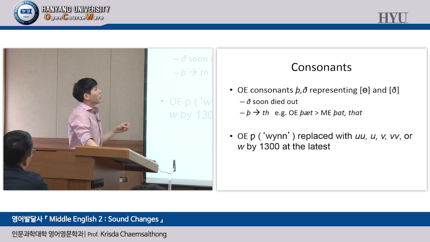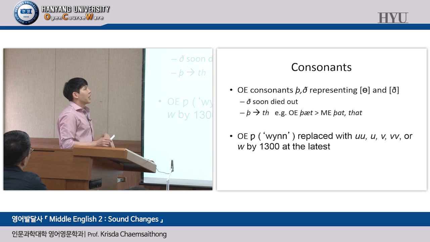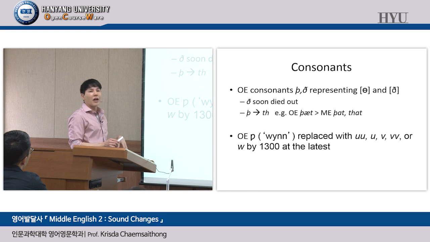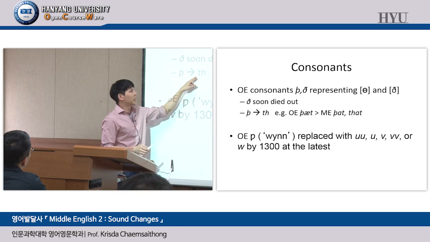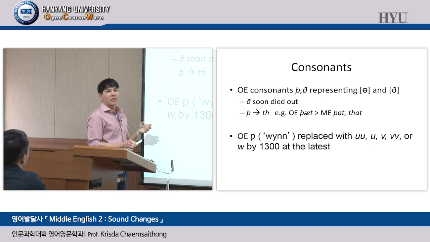Old English consonants, you remember this, the thorn and the eth, representing the voiceless and the voiced sounds. The eth soon died out in Middle English. It would take about 100 years or so for this to die out. And then the thorn will become the th in Middle English. So the word that, which is spelled in Old English with a thorn, would become th in Middle English.